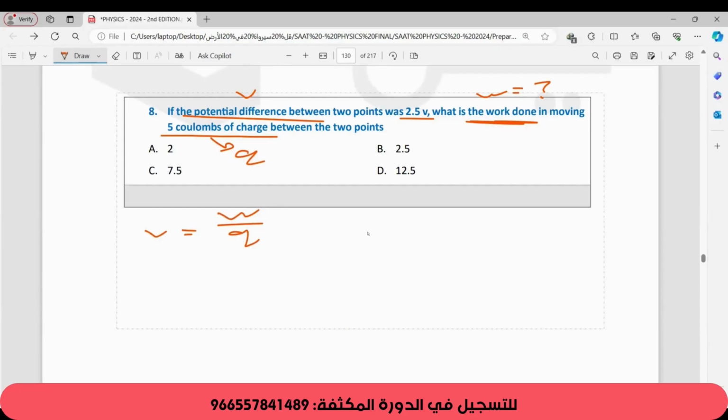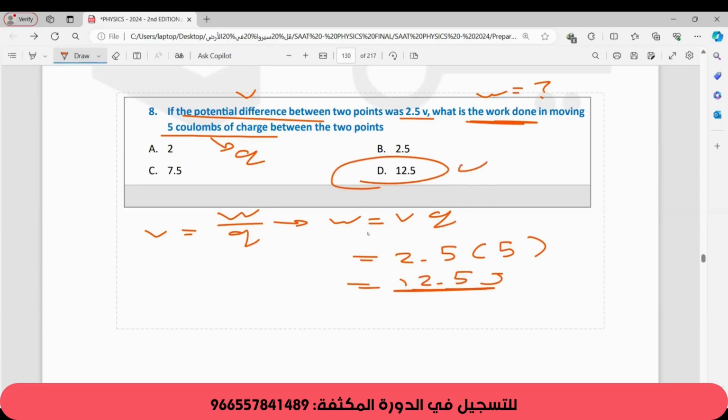Let's make sure we need just to find the work. For sure the work will be a multiplication, V times Q. V is 2.5 and Q is simply 5. So it will be 12.5 joules. So you are telling me it is D, yes, it is 12.5. If you see a question like this, it's very straightforward. It is actually one line, not 3 lines. One line, answer. Clear, guys?